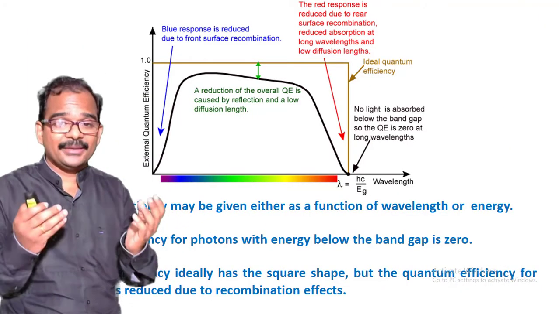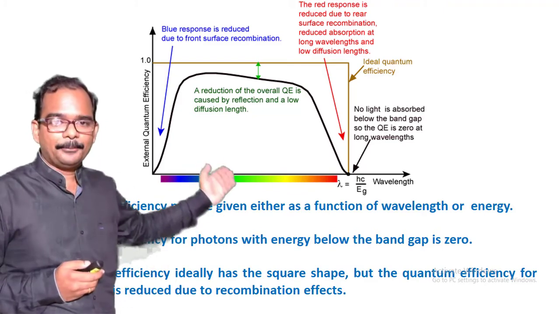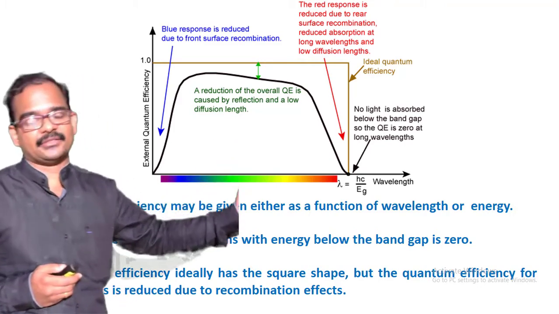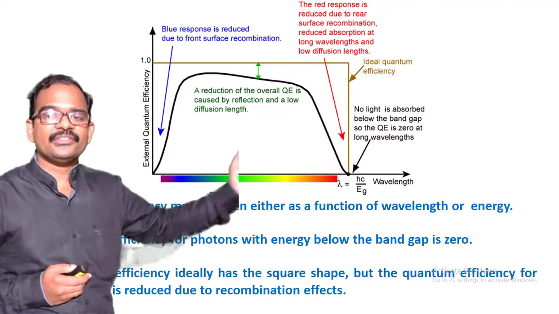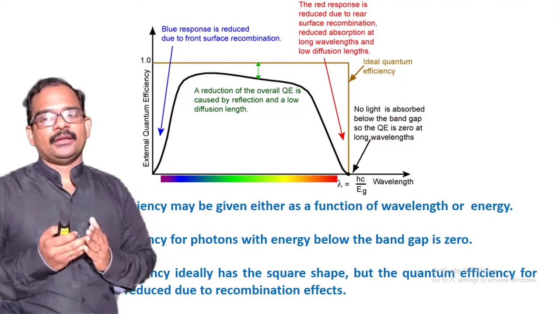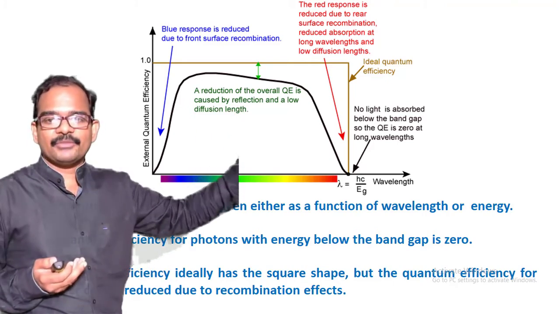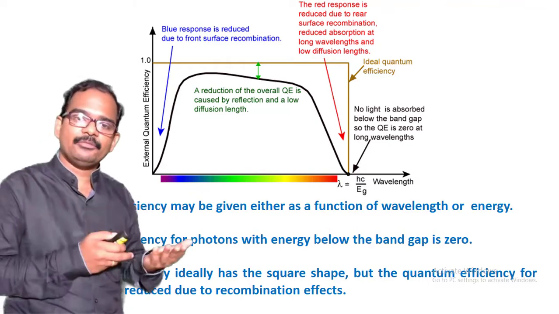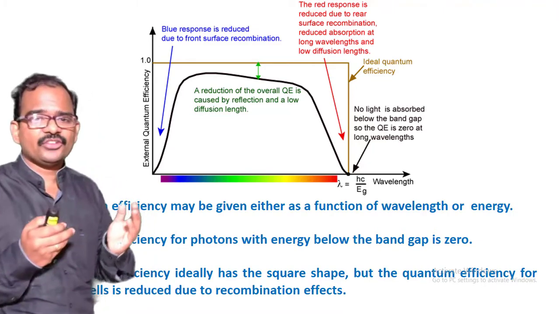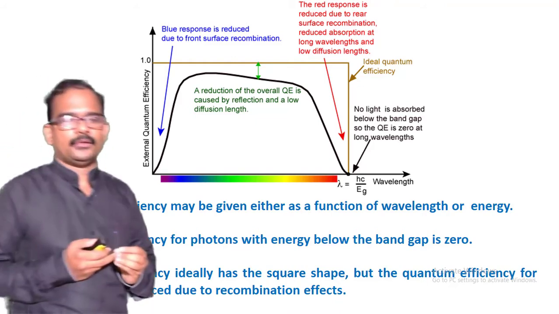So the quantum efficiency may be given either as a function of wavelength or energy. Now I am plotting the graph between the quantum efficiency, that is the external quantum efficiency, and wavelength. And wavelength will be equivalent to hc by E. We know that band gap is equal to hc by lambda, and lambda equals hc by E. We can plot a graph between external quantum efficiency and lambda, or we can plot a graph between external quantum efficiency and band gap.